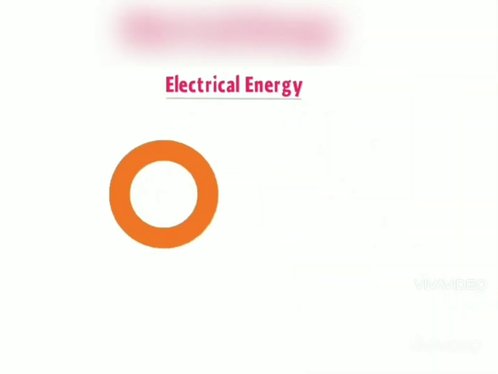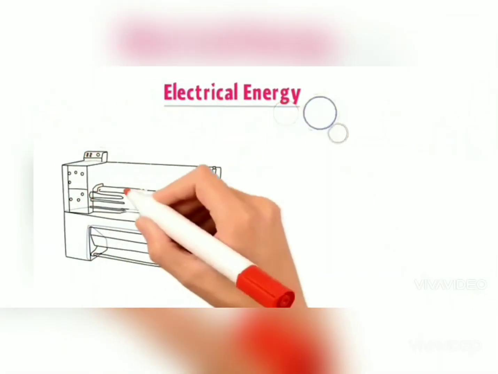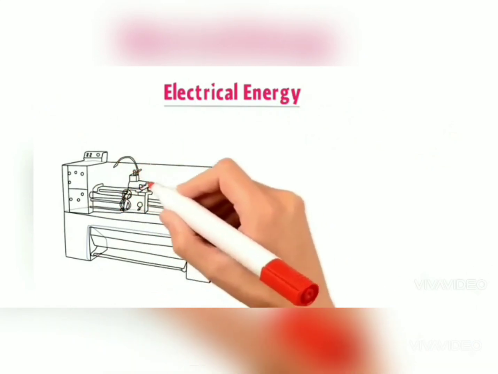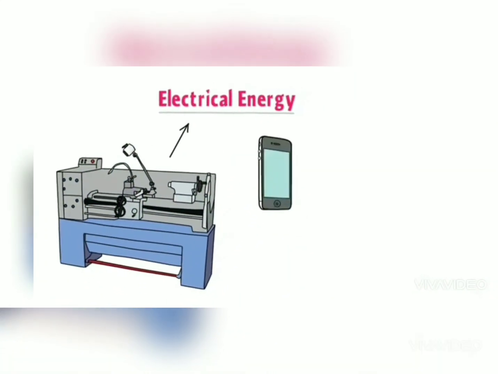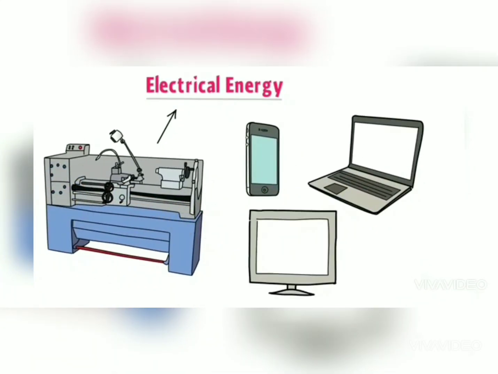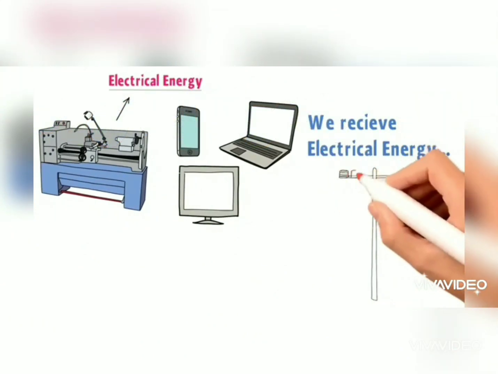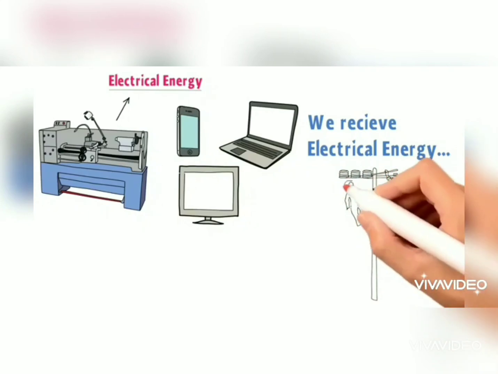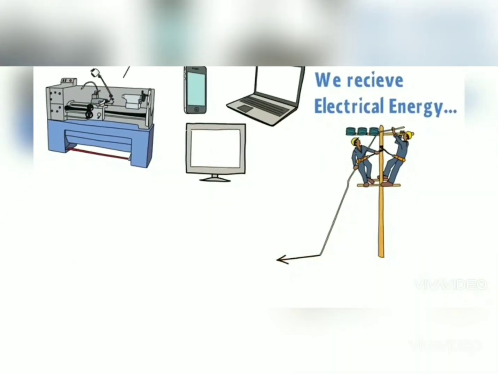Now, the other form of energy is the electrical energy. Electrical energy is basically used to run the heavy machinery in the large manufacturing industry, and it is also used in the shops. Electrical energy is also used in charging mobile phones and laptops, and also runs the television. We receive electrical energy from the nearby substation or the pole near our houses, which supplies the electricity through the wires.